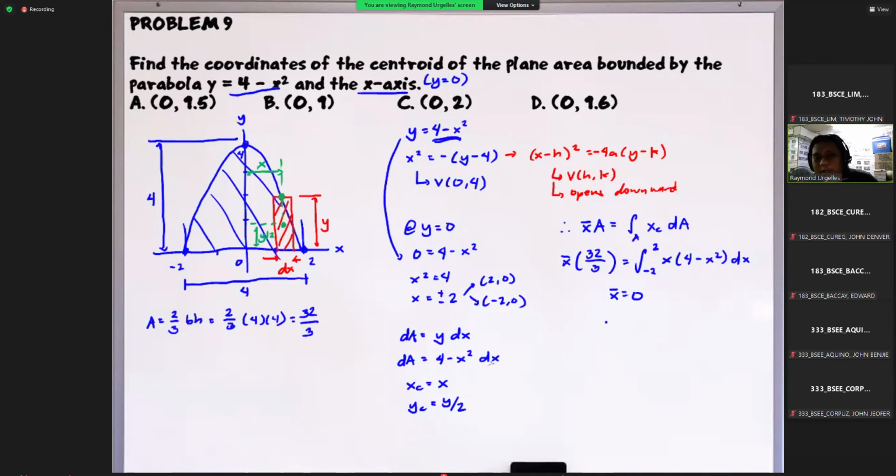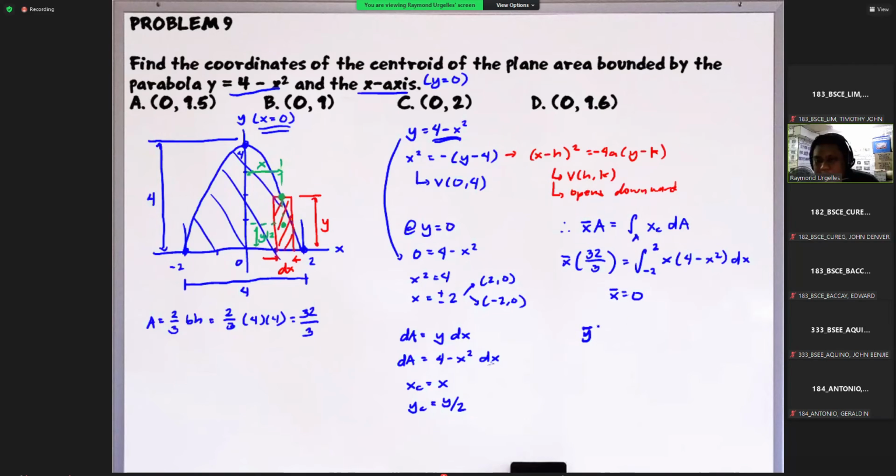So or another example, diba? So nung sinabi ko sa inyo kanina that the centroid is always located on the axis of symmetry. So dito ang axis of symmetry natin is the y-axis. Again, the y-axis is treated as x is 0. Diba? So kaya alam natin ito yung isang coordinate ng centroid natin. Diba? Okay, so about y bar?